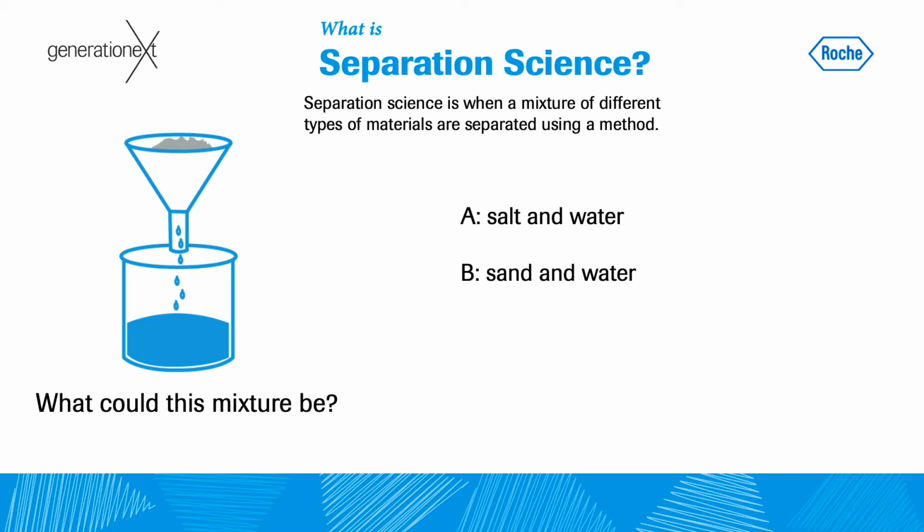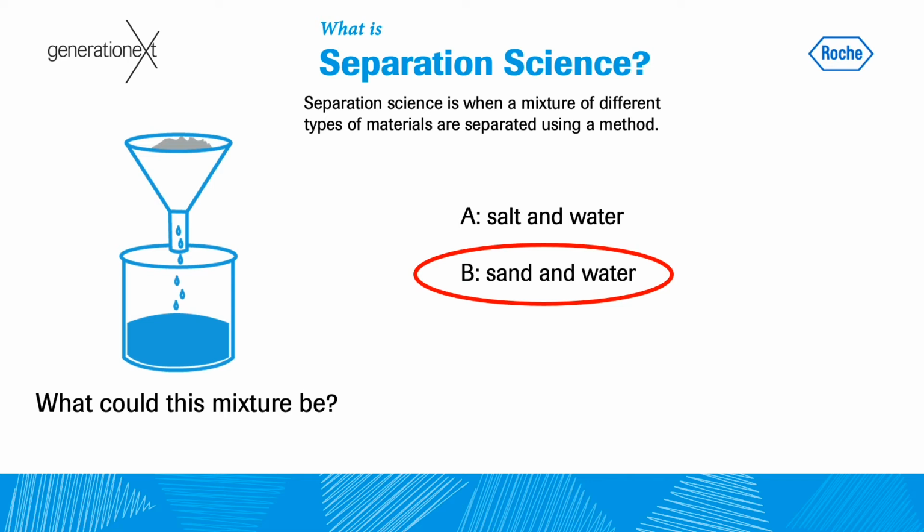For example, let's look at this method for separating a mixture. What could the mixture be? Salt and water, or sand and water? The answer is B, sand and water. This method is called filtration. It can separate a solid from a liquid.